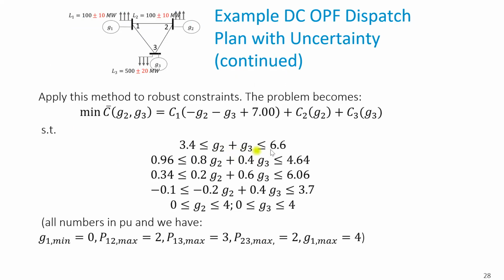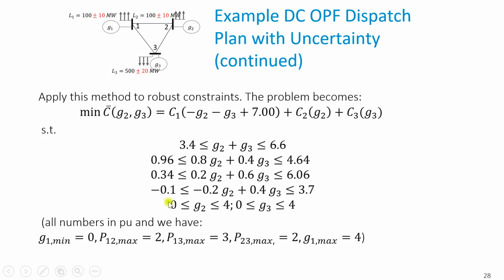So G1 plus G3 less than 6.6. This was the first constraint. If I do that for all the constraints I had before, then this is what I obtain. At the end, I obtain, with considerable work, a problem that is, in fact, much smaller than the original OPF problem. I have only two variables, G2 and G3, and I have a number of constraints here.